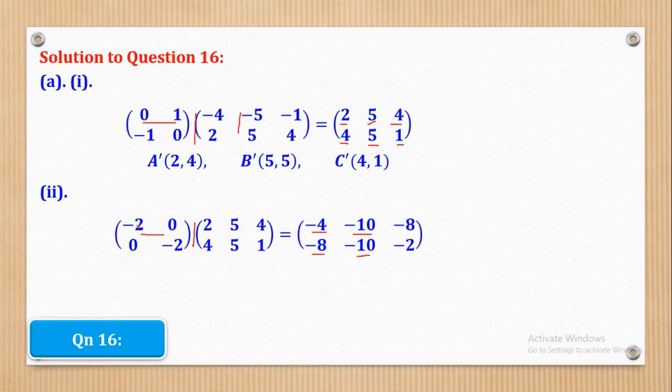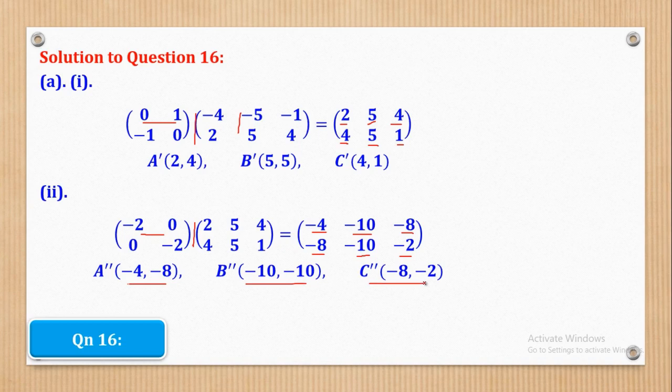Then negative 2 times 4 will give you negative 8. Then 0 times 1 will give you 0. Therefore negative 8 plus 0 will give you negative 8. 0 times 4 is 0. Then negative 2 times 1 is negative 2. Therefore 0 plus negative 2 will give you negative 2. Therefore the coordinates of A double prime are those, B double prime are those, and C double prime are those. I think that's what they wanted in part A. Now let's see how marks can be awarded.